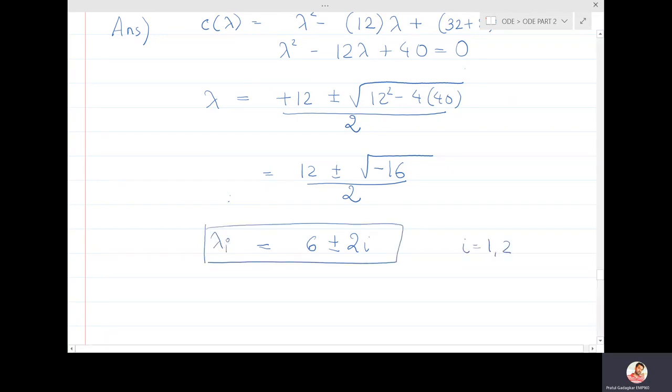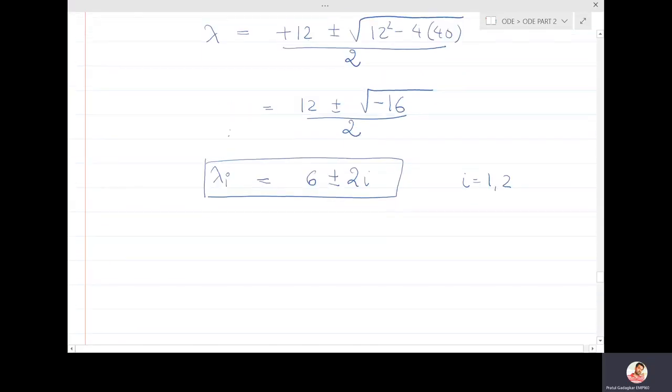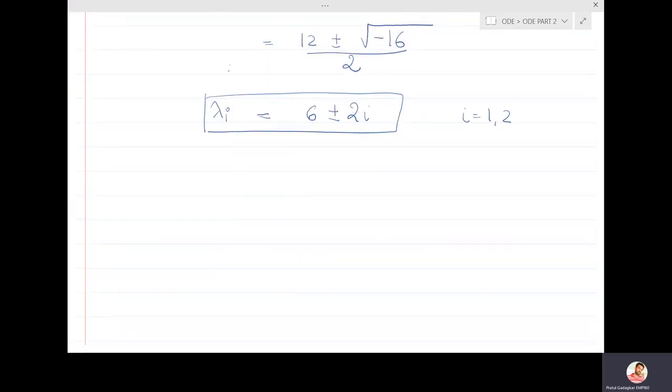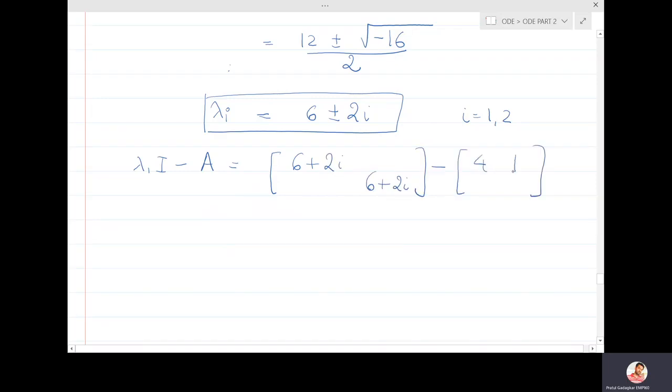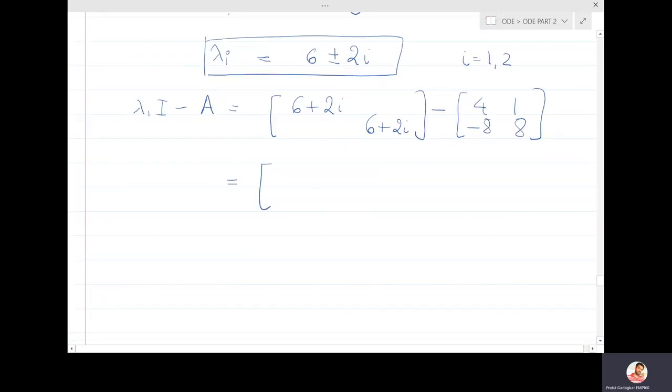Now when I calculate the eigenvector for lambda 1, suppose I consider lambda 1 I minus A. Lambda 1 is 6 plus 2i, minus matrix A, A was 4, 1, minus 8, 8. Then I will get 2 plus 2i, minus 1, 8, and minus 2 plus 2i.